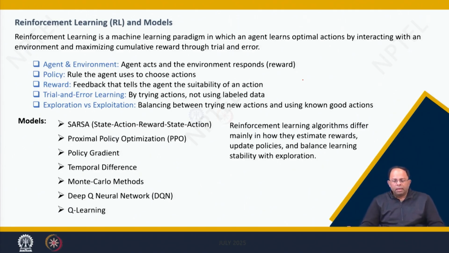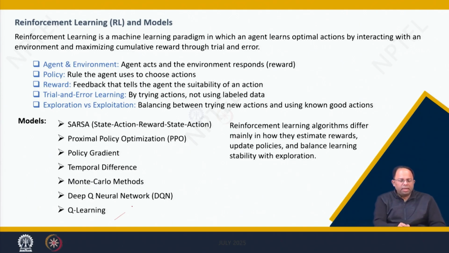So there are different reinforcement algorithms as well, but they differ mainly in how they estimate the rewards. That is, at the end, at the intermediate stages, or what is the way about that. Then update policies and balance learning stability with exploration. So that means how much of exploration and how the learning happens, all these things matter, and accordingly they have got different strategies or different models of reinforcement learning.